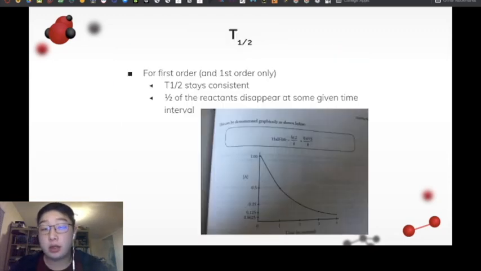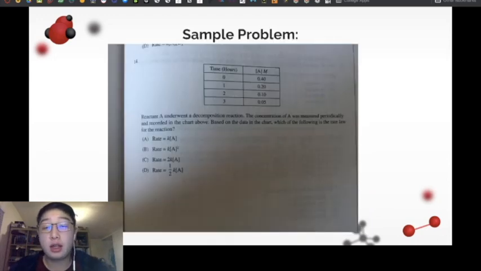Right, so the next thing we're going to go into is t1/2, or half-life, and you only need to know this for first-order reactions. For first-order reactions and first-order reactions only, the half-life stays consistent throughout the course of the reaction. So half of the reactants disappear at some given time interval. You can see the graph in there, and here is a sample problem to show you how it works.